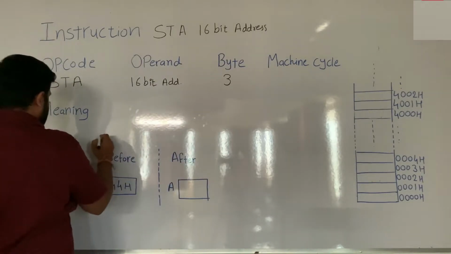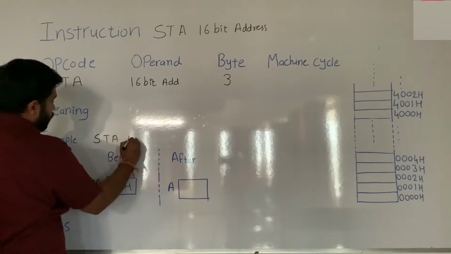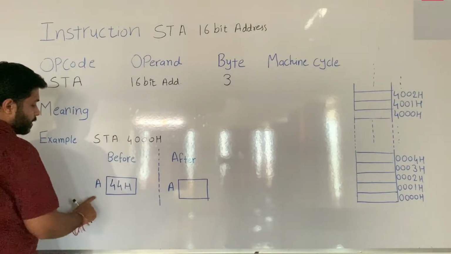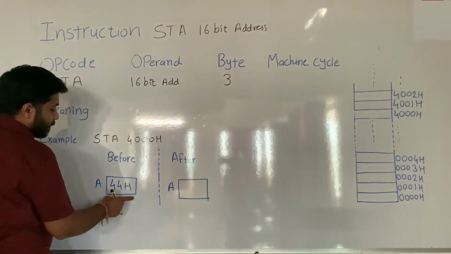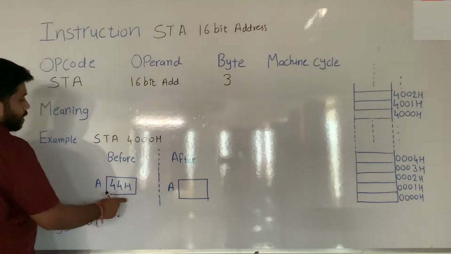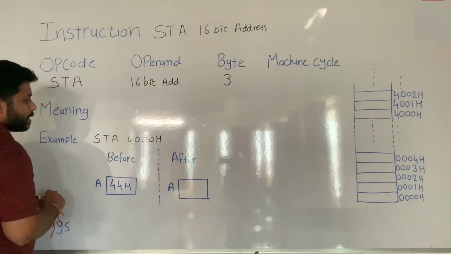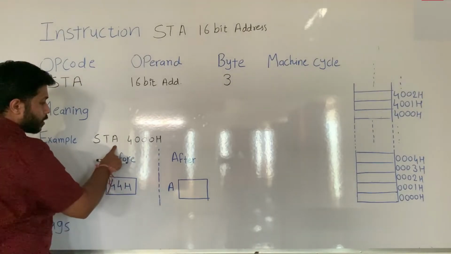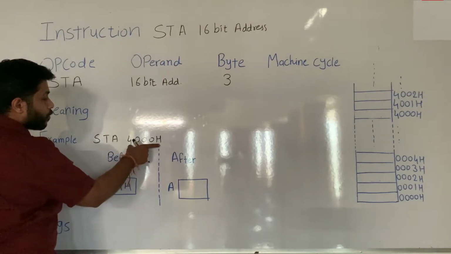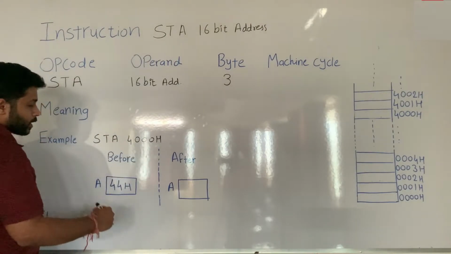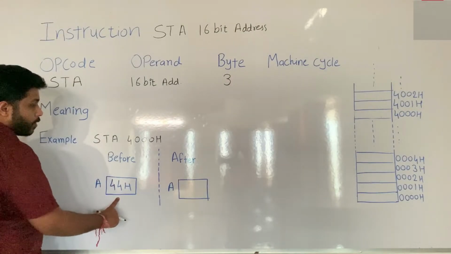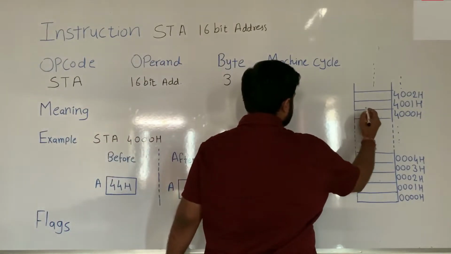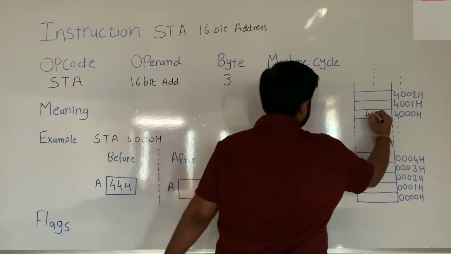Let's see one example. The example is STA 4000H. Before the execution, you can see that in the accumulator some 8-bit data is present, which is 44H. And we are executing this instruction, that is STA 4000H. STA 4000H means store data from the accumulator to a memory location. Which memory location? 4000H. So when this instruction is executed, the data which is present in the accumulator will be transferred to the 4000H memory location. So in this memory location, the data will be 44H.